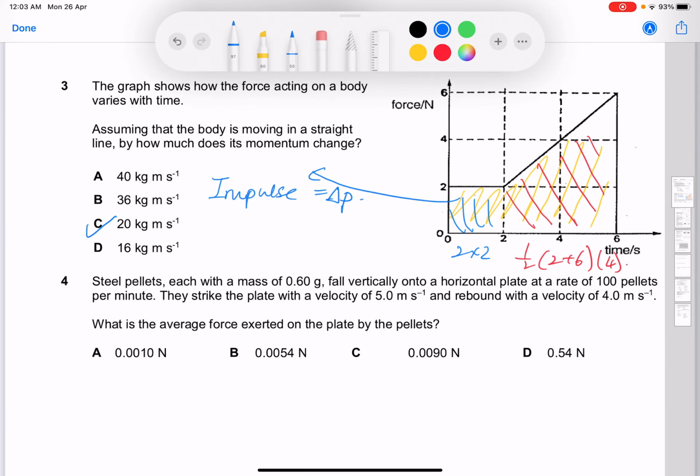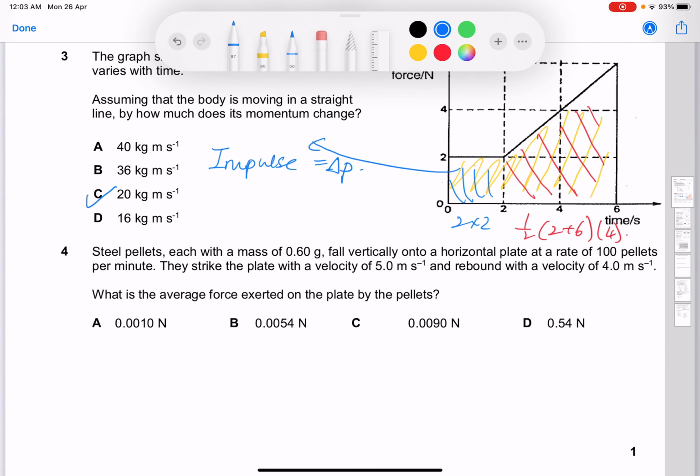Question 4. We have steel pellets, each of a mass of 0.6 grams, falling vertically at the rate of 100 pellets per minute. Using Newton's second law, we have F equals N dP/dt. Because they fall at a constant rate, we change the derivative to just the change of momentum and change of time.